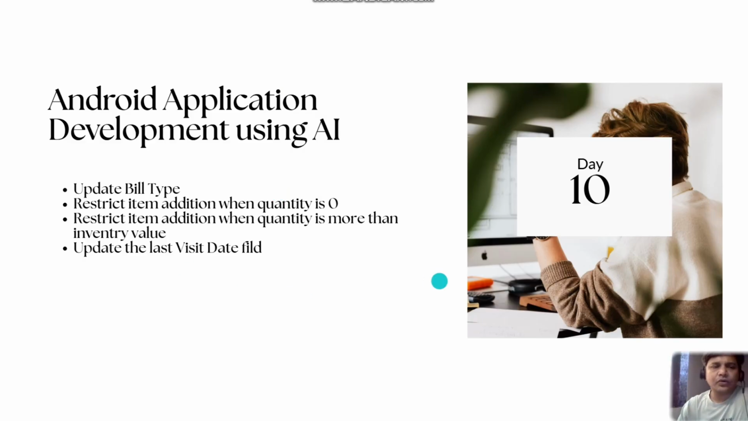So what are we going to do today? Today we'll be updating the bill type. Currently there is no way to capture whether it is cash, card, or UPI. We need to modify that so that we get an idea of what exactly the bill type was.